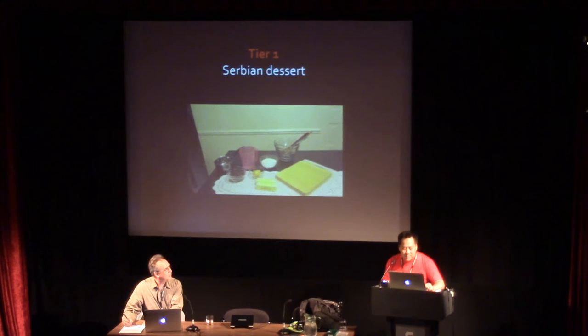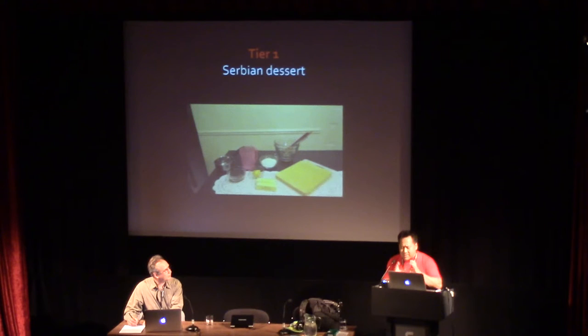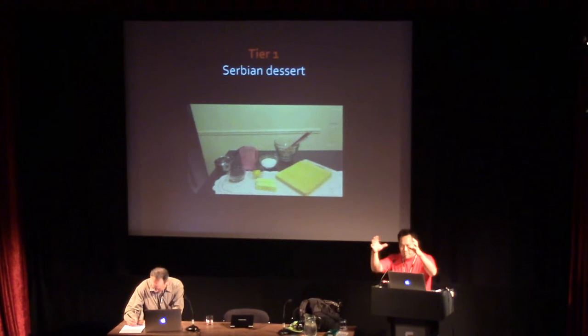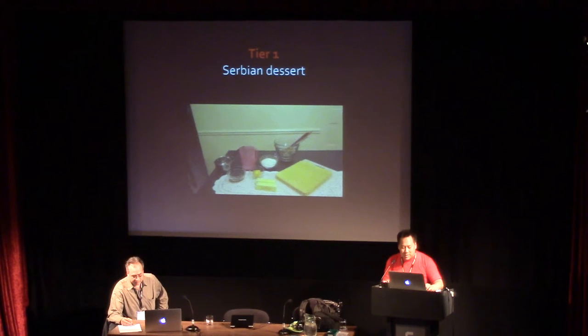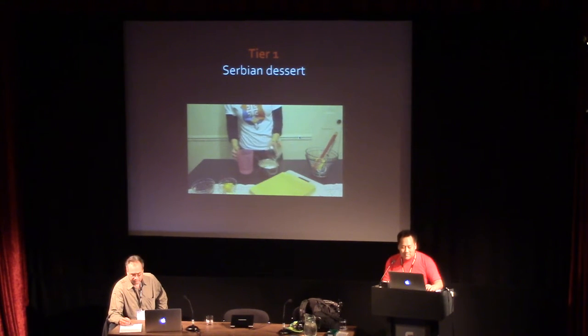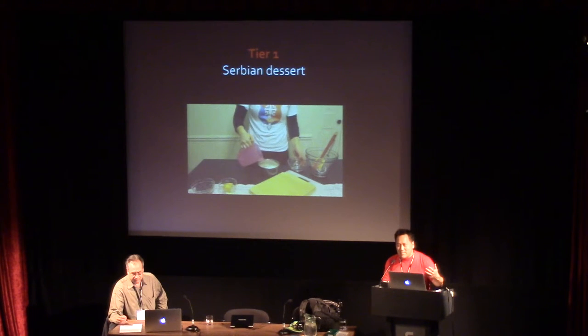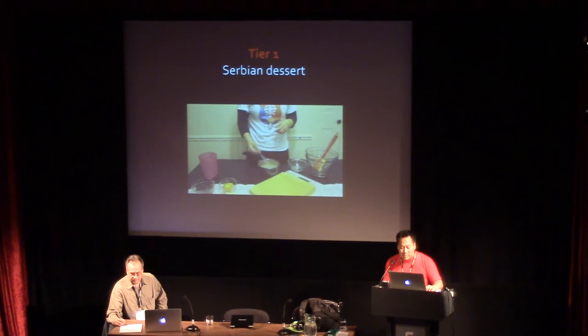Here are some examples of videos that have been made by some of the students in those classes. This one is very simple. I call this kind of tier one video. You just turn on the video camera, put it on a tripod, and make your dessert. This was a demonstration of how to make a Serbian dessert, showing the assembly of all the different components. Not great, you never see the face of the person doing it, you never have any close-ups, but it's at least a start. This is the first generation of video that the Alverno students did.